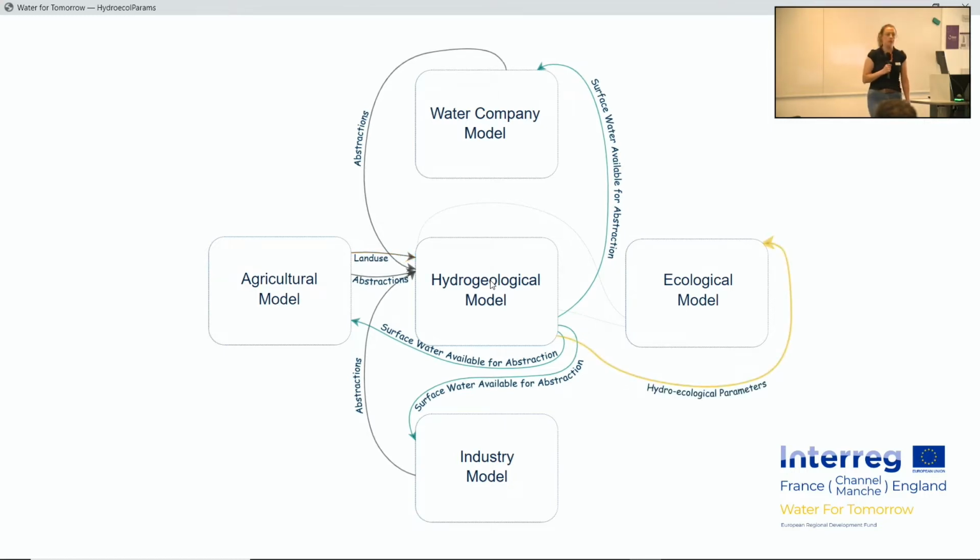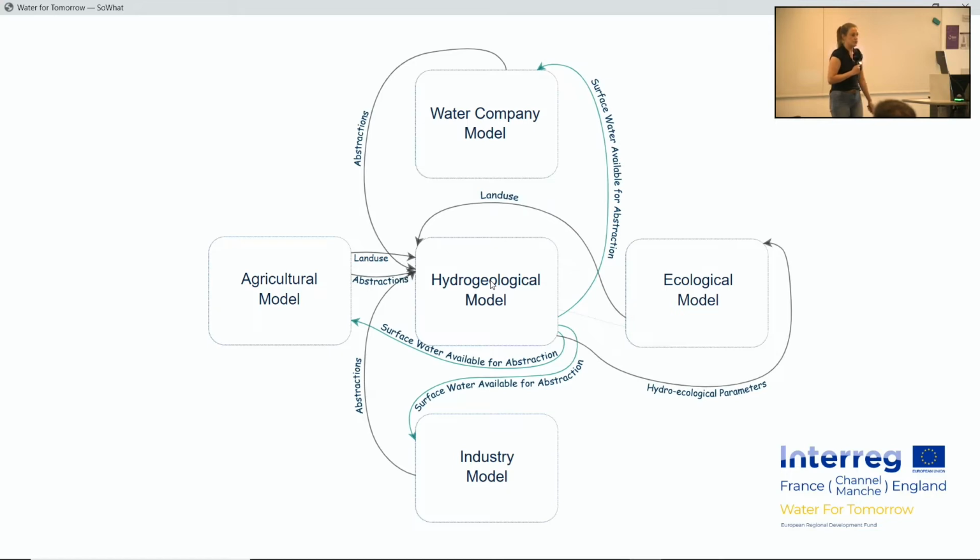The hydrogeological model passes information about key hydroecological parameters, things like the level of the water table, the composition of the flow, how much base flow compared to surface water runoff is in it, things like the amount of water reaching the sea. It passes that information to the ecological model. The ecological model then simulates habitat change based on the fitness of the environment for the different types of habitats and feeds that information back to the hydrogeological model.